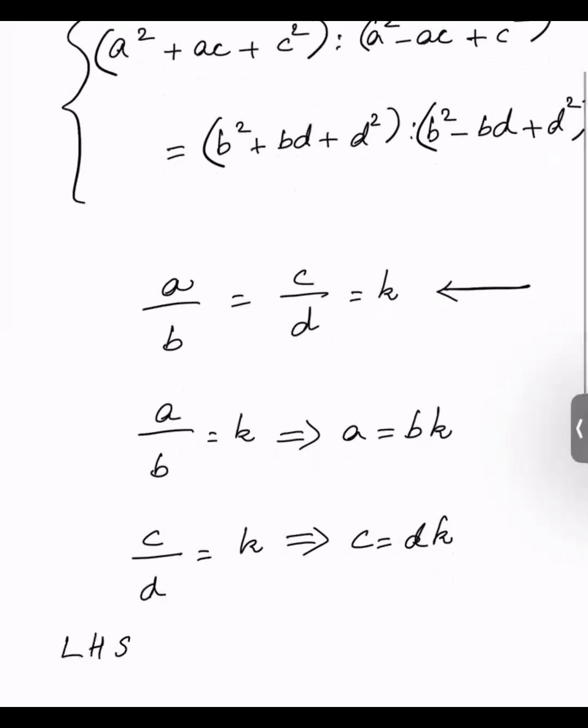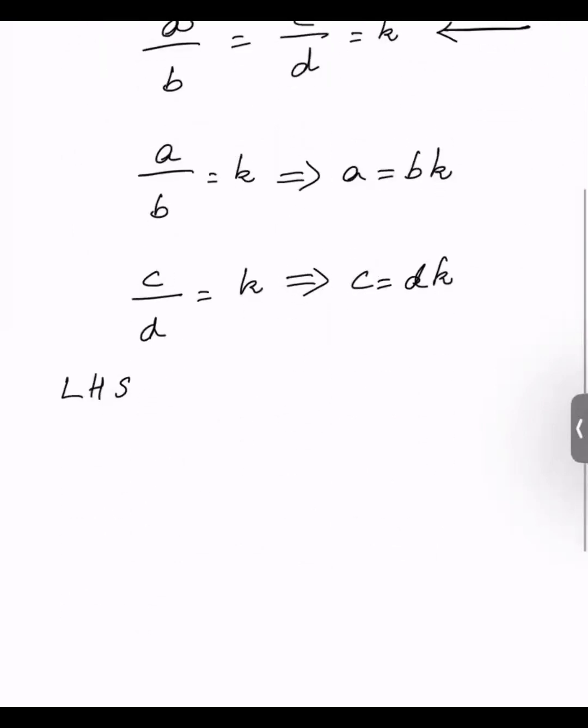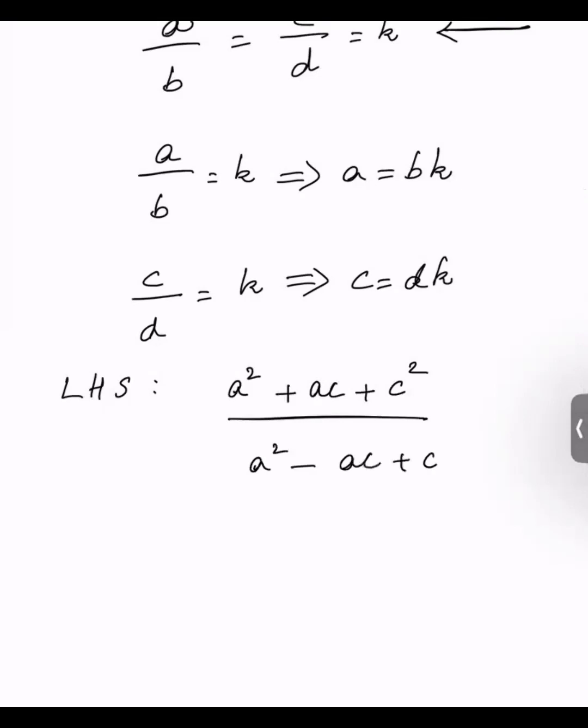Let me take LHS. What is the LHS? LHS is A square plus AC plus C square divided by A square minus AC plus C square. This is the LHS part. So wherever I see A, substitute it with BK. And wherever I see C, what should I do? Substitute it with DK. That's all what I need to do. Okay, so let's do that.